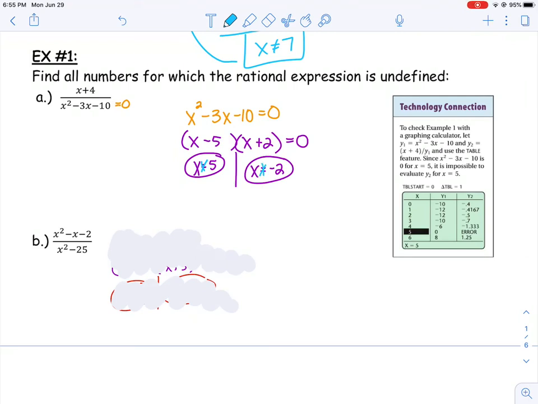X can be anything else, but if x equals 5 and you tried to substitute in a 5, you're going to get a 0 in your denominator. If x equals negative 2 and you tried to plug it in, you're going to also get a 0 in your denominator, which we know we can't have. So x can be anything else except for 5 and negative 2. Those are our domain restrictions.